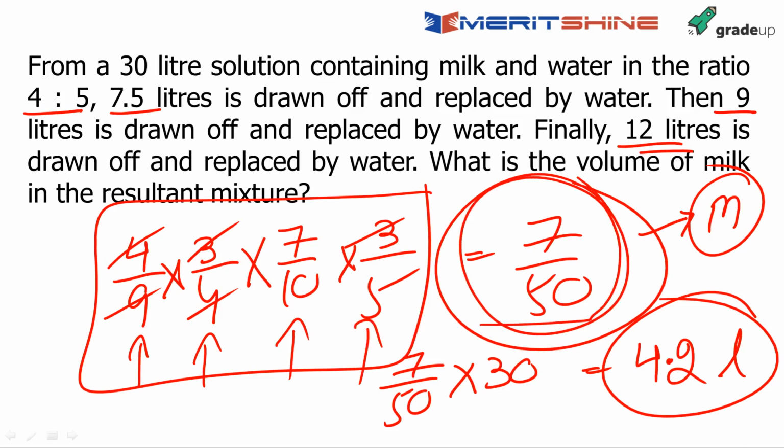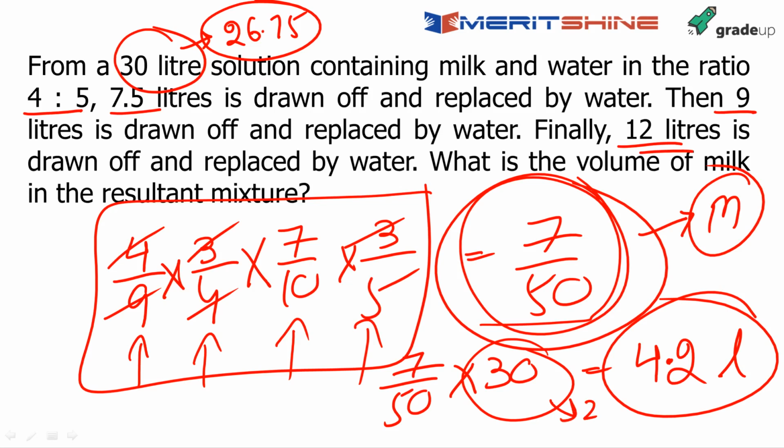Now in this case, think about it: if instead of 30 liters, if I give it to you as 26.75 liters, if you are just working with equations, your life would get very difficult. But in this case, I just replace this 30 with 26.75 and there will be hardly a difference, because I am just calculating it at one stage. Fine. You getting it? If you just calculate it at one stage and just deal with ratios, it's always easier.